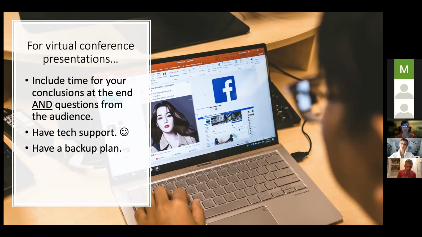Have tech support if you can, and just like with in-person presentations, have a backup plan if you can, okay? We never know what's going to happen until it's happening, and if you can try to have a plan B in your head so that you can be ready for that, okay?